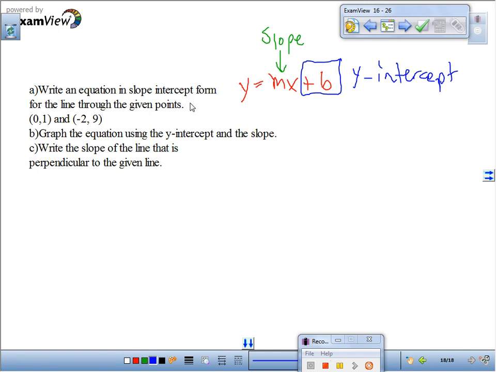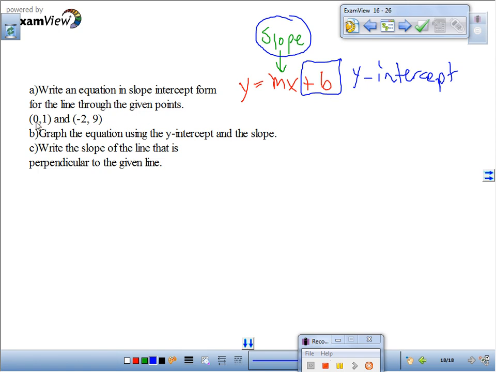So with that said, it says, write an equation in slope-intercept form of the line through the given points. Graph the equation using the y-intercept and the slope. And in part C, it says, write the slope of the line that is perpendicular to the given line. So now check this out. Do they give us an equation? Look at it. No, that means we need parts of this equation. The first thing that we need is the slope. We also need a y-intercept.